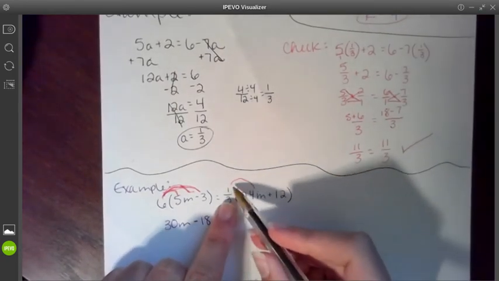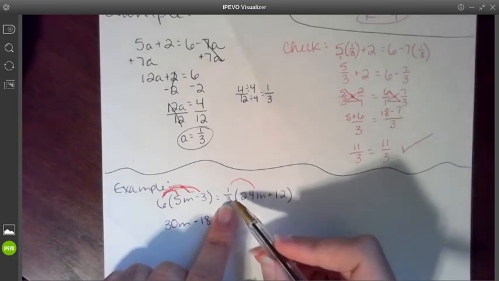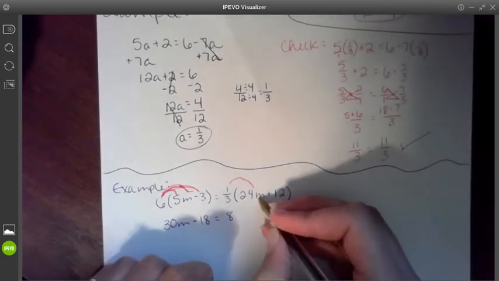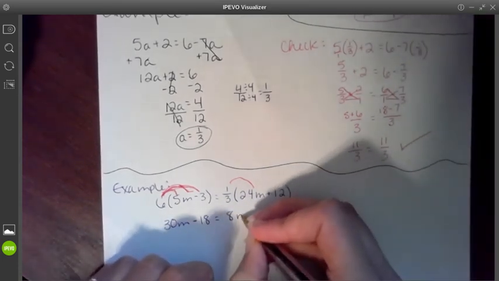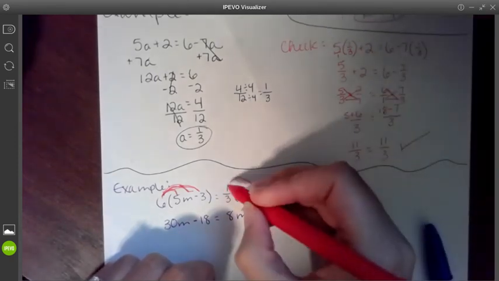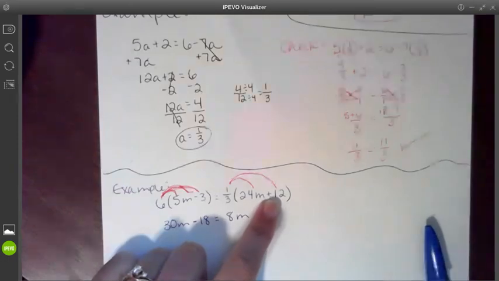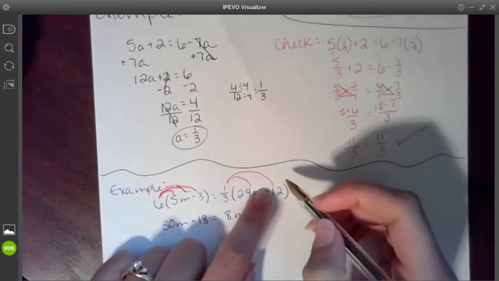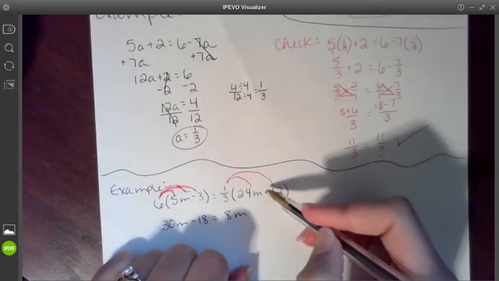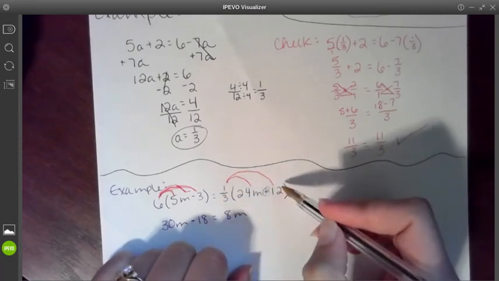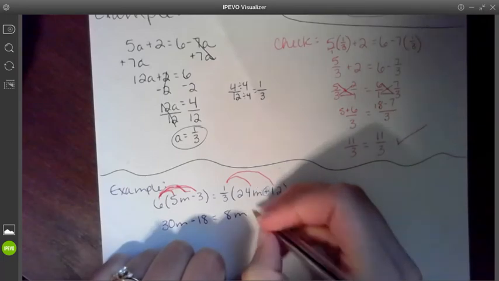24m times 1/3. Okay, multiplying by a third is the same as dividing by 3. 24 divided by 3 is 8. So 8m, I almost forgot my m. So 8m. Distribute that 1/3 to the 12 as well. Okay, we forget that a lot. Remember, when you distribute to both sides of our operation, 1/3 times 12 is the same as doing 12 divided by 3, which is 4.